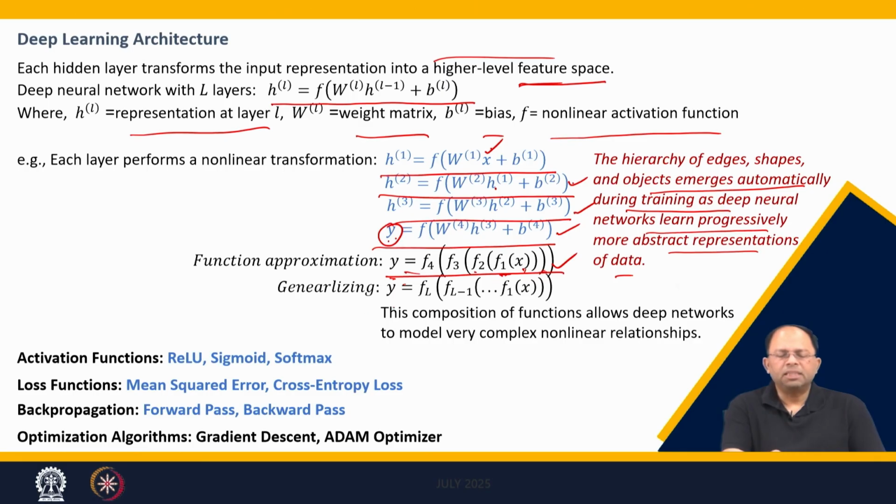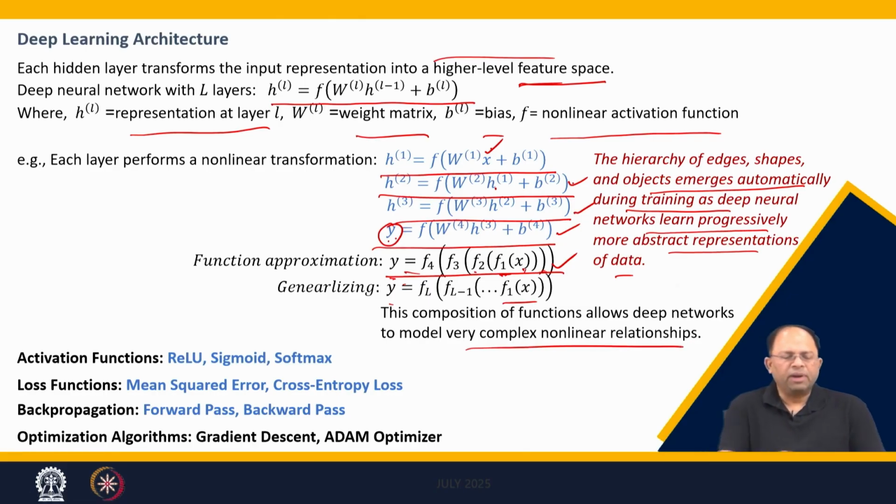So to generalize, Y equal to FL, because there could be n number of hidden layers, FL into FL minus 1 and so on. Eventually the innermost layer is F1(x). So this composition of functions allows deep networks to model very complex nonlinear relationships.